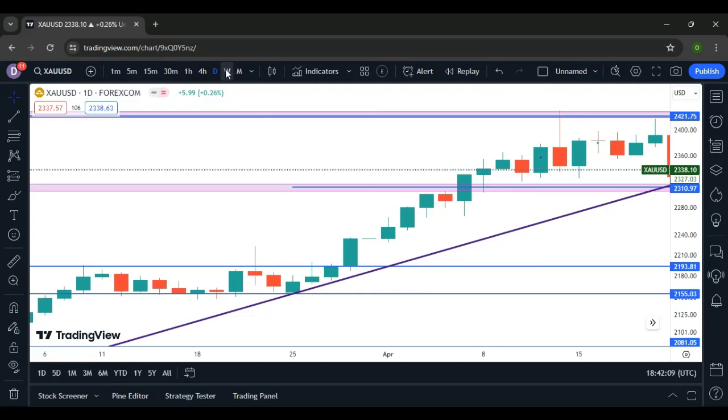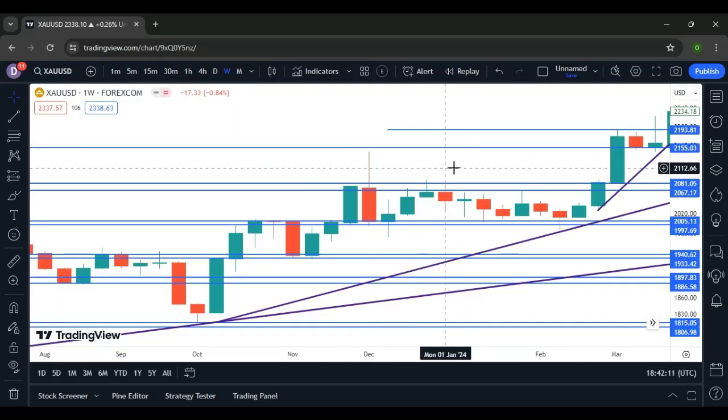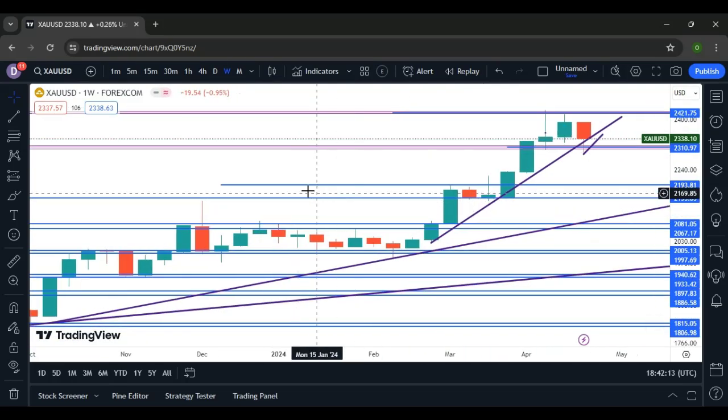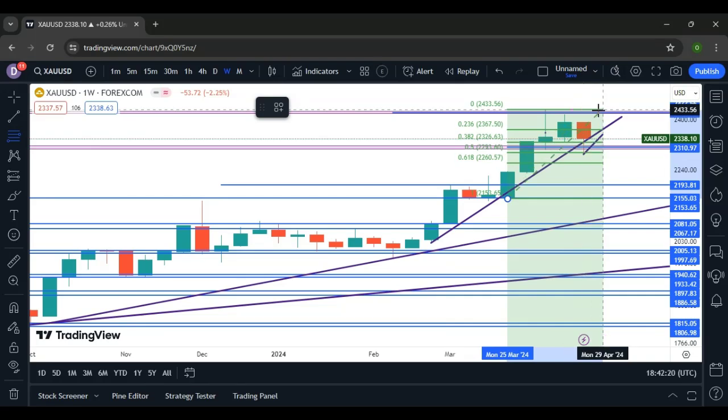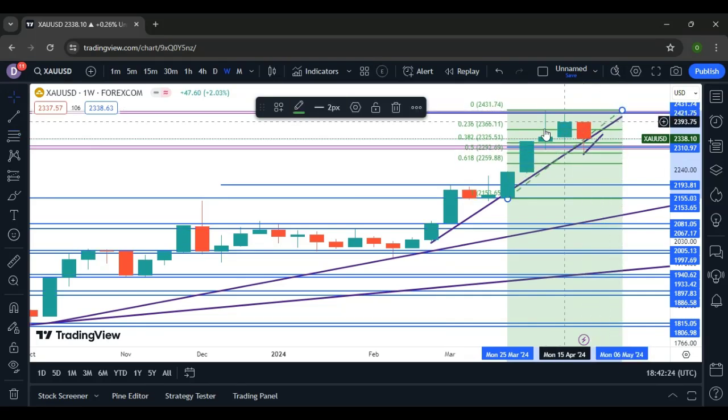If you come to your weekly time frame, for example, you want to identify your major areas. Let's consider here. This is a low. This is my new high. This is a support, this is a resistance. Connect it from the low to the highest. Your 61.8% is your pullback area, where you want the market to pull back to.